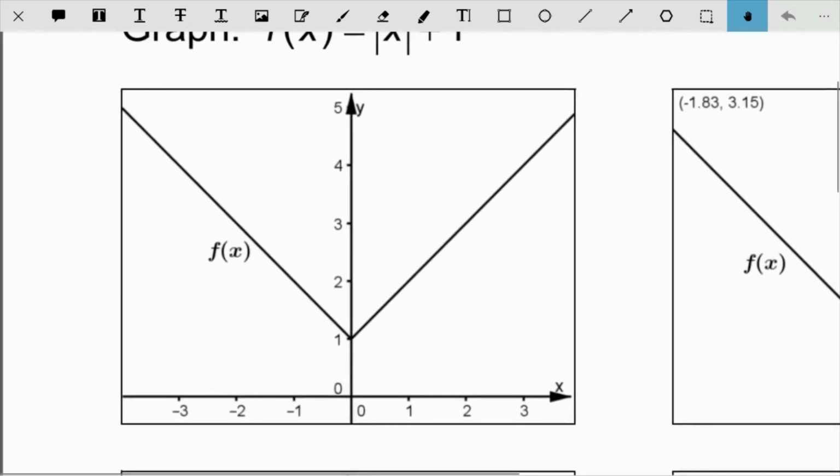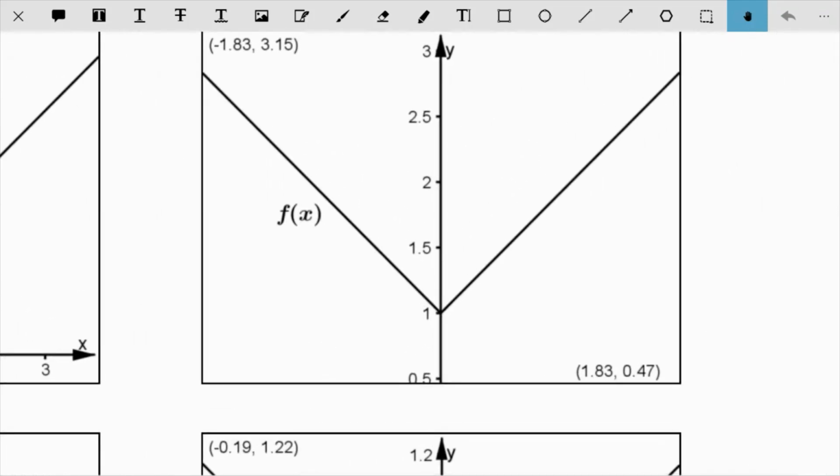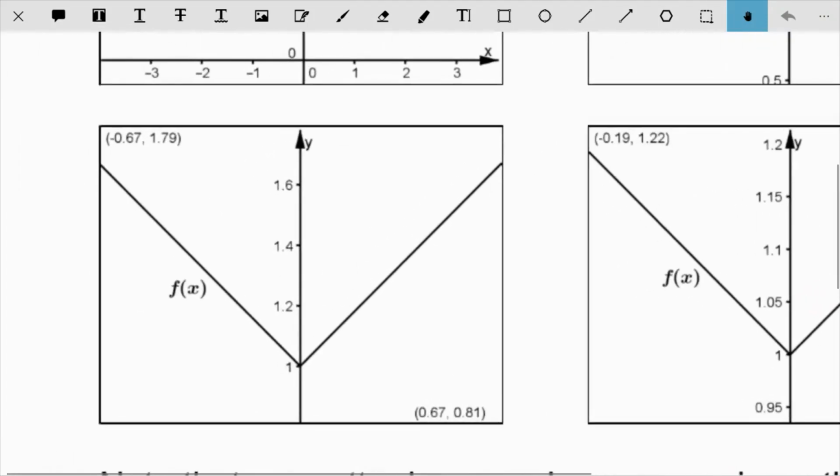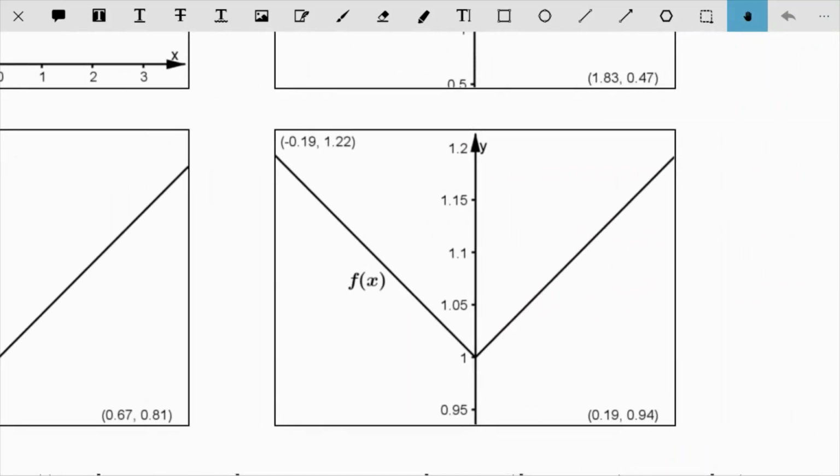And here's the first view of the graph. We can see this is kind of the standard view. If you graph this on the calculator, you can see it looks like it has that V shape. As I zoom in here, you can see this is zoomed in a little bit more. And then here we've got a third graph that's zoomed in even a little more. And then a fourth graph that's zoomed in even more than that.